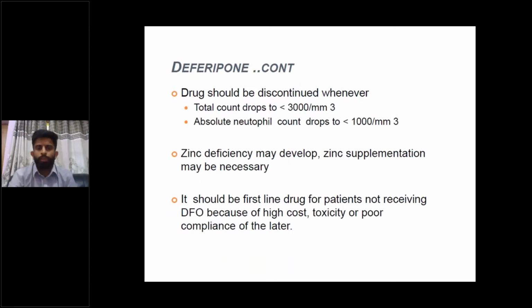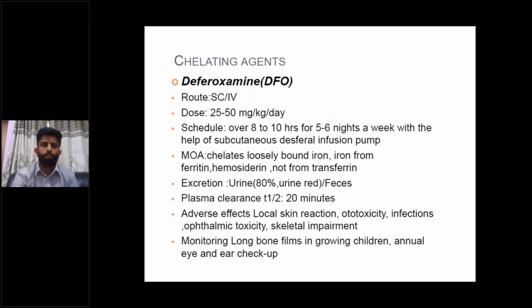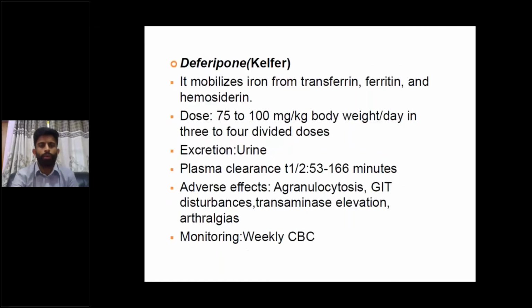The drug should be discontinued whenever the total WBC count drops to less than 3000 or the absolute neutrophil count drops to less than 1000. Zinc deficiency may develop, so zinc supplementation may be necessary in this particular case. It may be the first line drug for patients who are not receiving DFO because of high cost, toxicity or poor compliance of the latter. So in cases where you cannot give deferoxamine, that is DFO, you can give deferiprone.